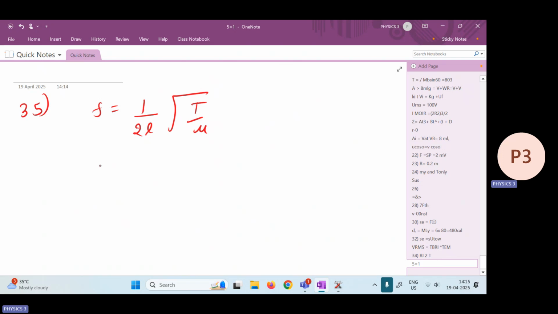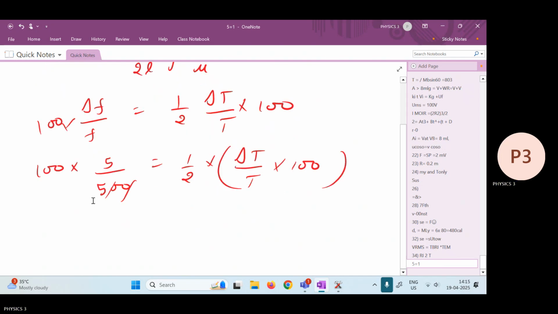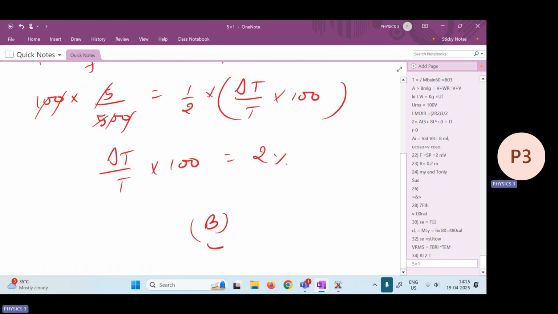Okay, as the change is very small, we can write delta F by F is equal to 1 by 2 delta T by T. And this is a rule we know. And for percentage change, we can multiply by 100 on both sides. So the change in frequency we have is 5 beats per second, and the original frequency we have been given is 500. So that will be 1 by 2 into delta T by T into 100. So the percentage change in tension comes out to be 2%. Delta T by T into 100 we have got is 2%. So option B is absolutely true in this situation.